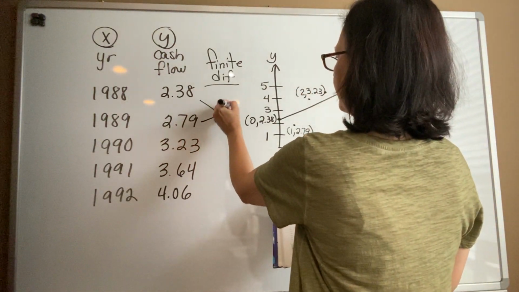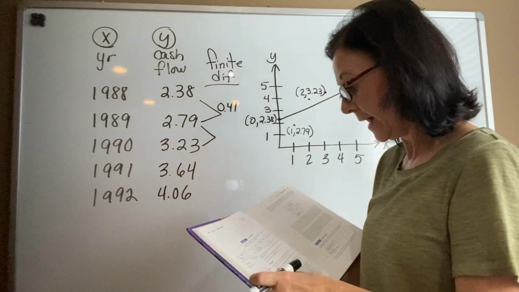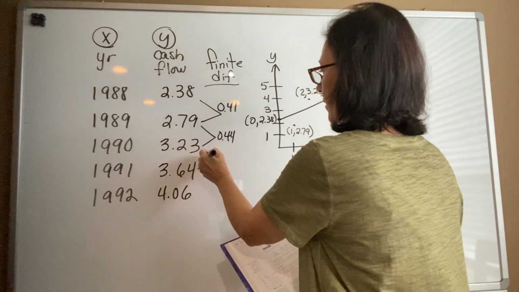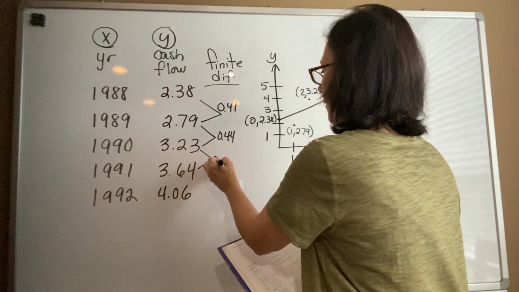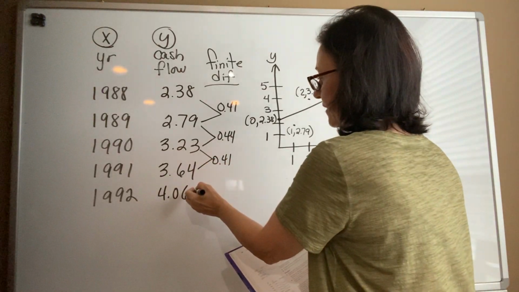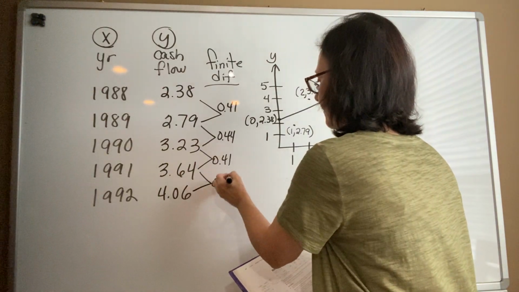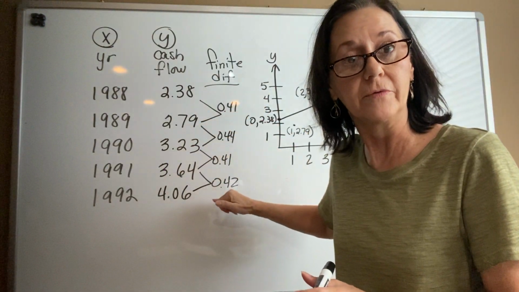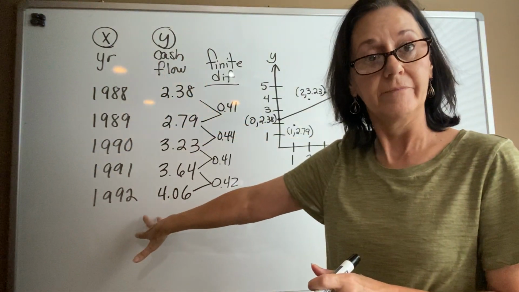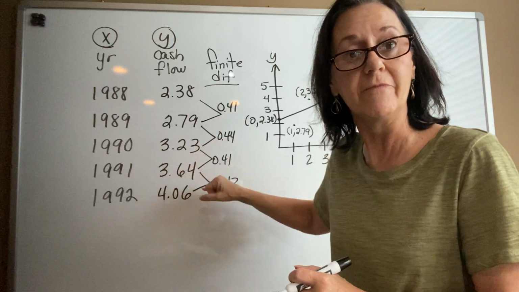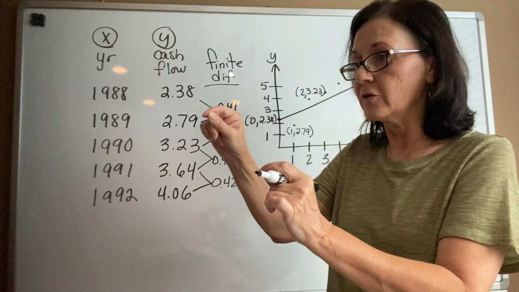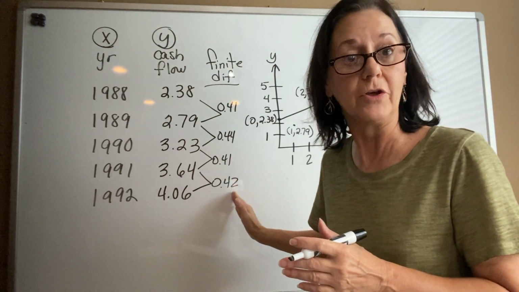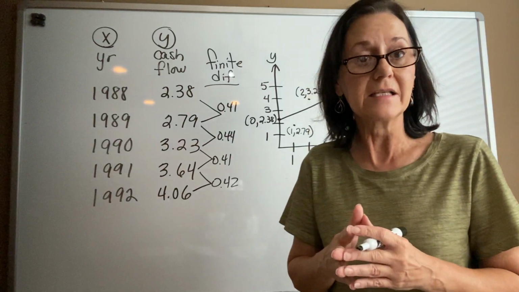So the difference is 0.41. If I take 3.23 minus 2.79, that's 0.44. If I take 3.64 and I subtract 3.23, I get 0.41. If I take 4.06 and subtract 3.64, I get 0.42. Notice my finite differences are very close to the same value. When we look at a set of data and our finite differences are very close to the same value, that means they're edging up that first quadrant at the same rate. And when my finite differences are close to the same value, then a linear model is the best fit.